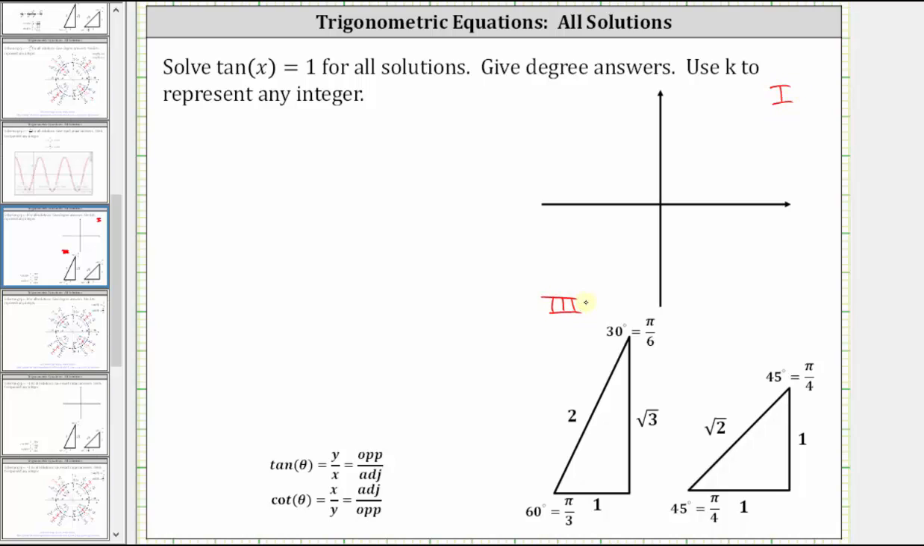The next step is to find the reference angle that gives a tangent function value of positive 1. Having a tangent function value of positive 1 should remind us of a 45, 45, 90 reference triangle shown here below, where tangent theta is equal to the ratio of the opposite side to the adjacent side. Notice tangent 45 degrees is equal to 1 divided by 1, which is 1. So now we sketch a 45-degree reference angle in the first quadrant and the third quadrant.